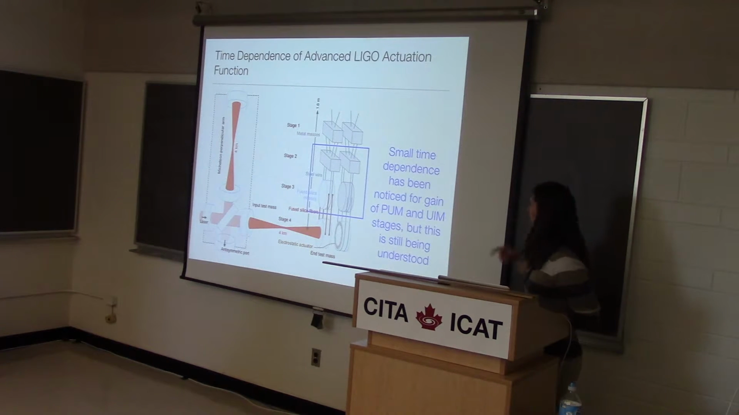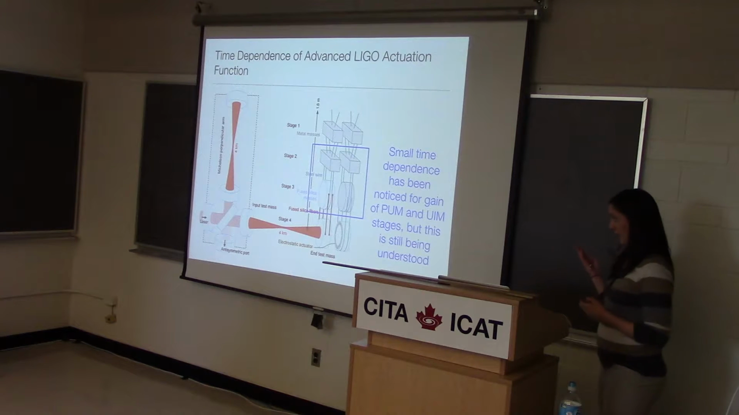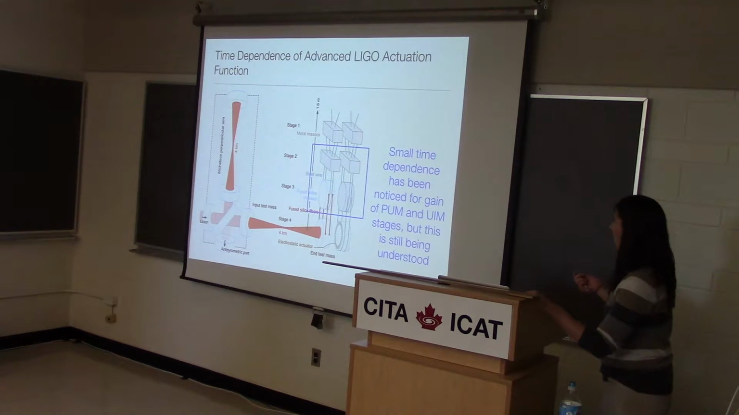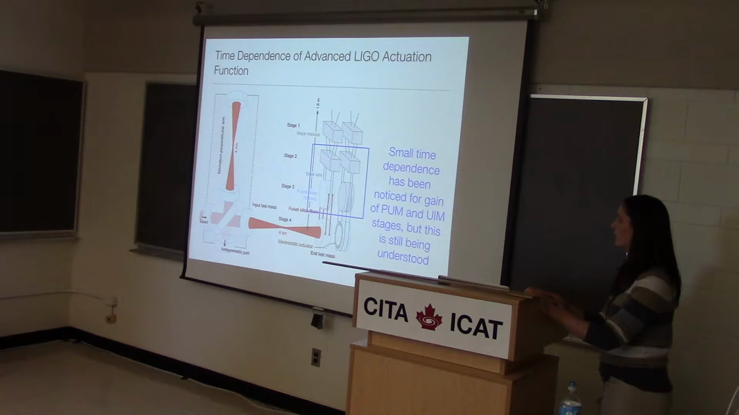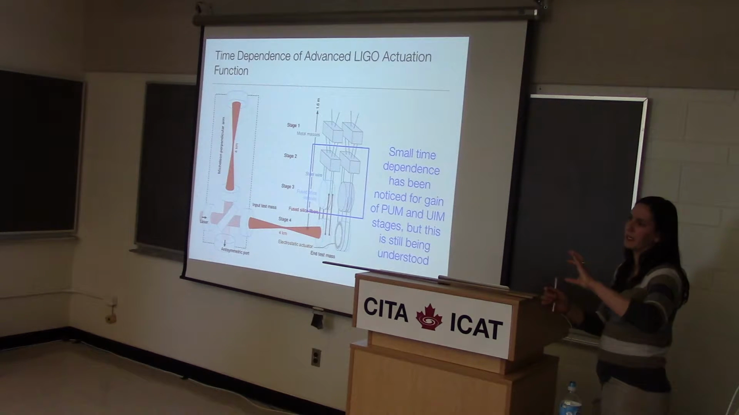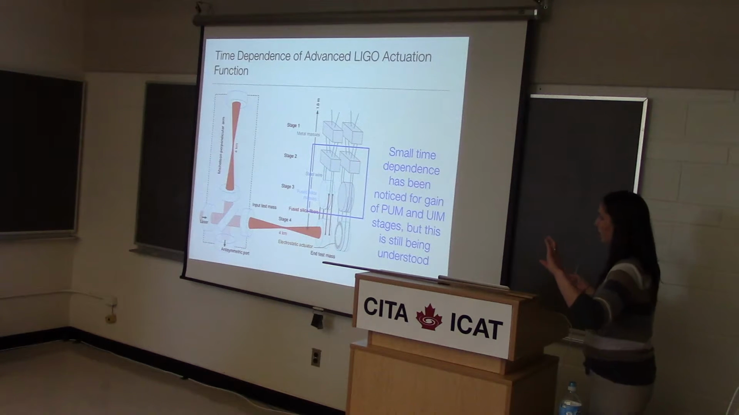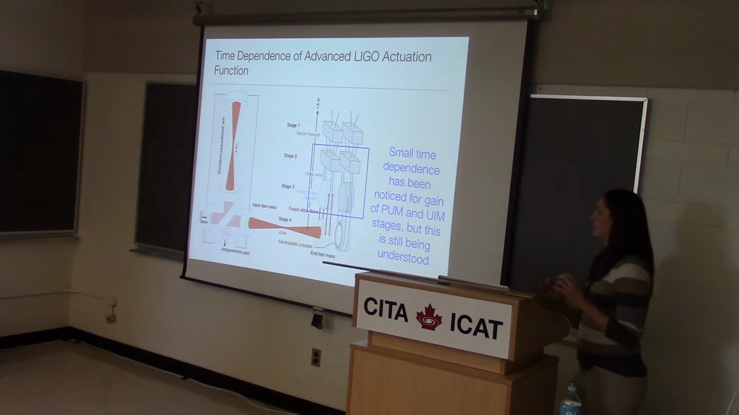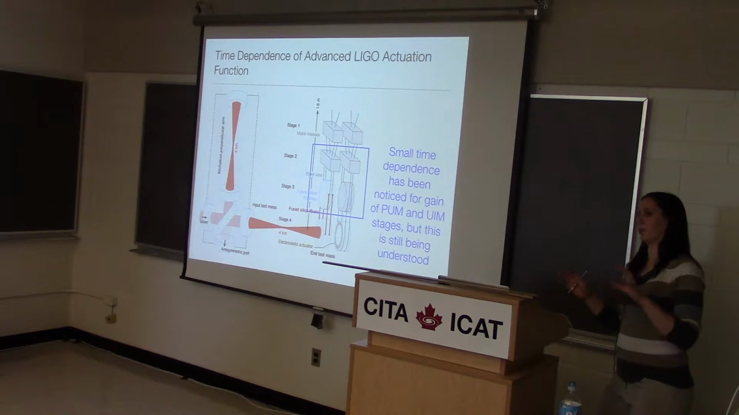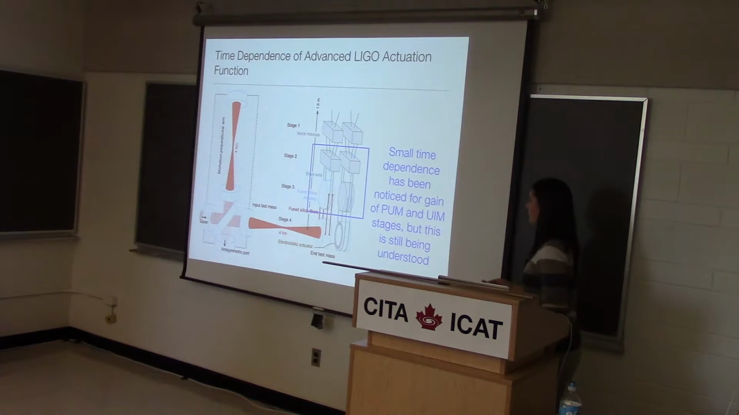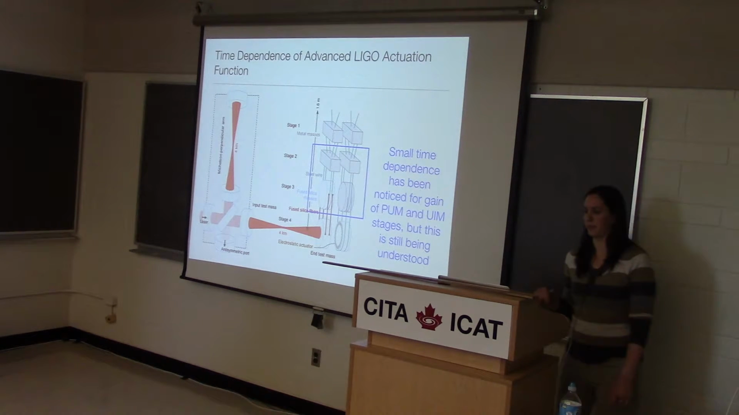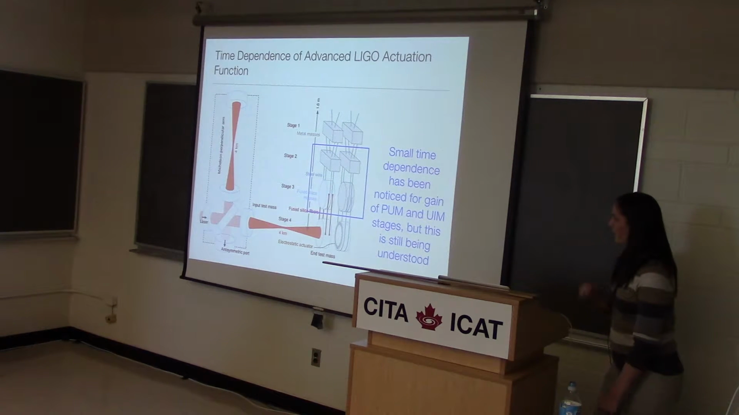So the PUM and the UIM stages, remember those are the electromagnetic actuators, coil actuators. We have noticed a small time dependence, but it's something we're still trying to figure out because we see, for example, 1% deviation in the real part and 1% deviation in the imaginary part in the opposite direction, and we're not sure if this is some calculation numerical thing or if this is real yet. So we need to understand what the time dependence on the PUM and the UIM stages are and decide whether or not those will actually compensate the final calibration. But they're much smaller.